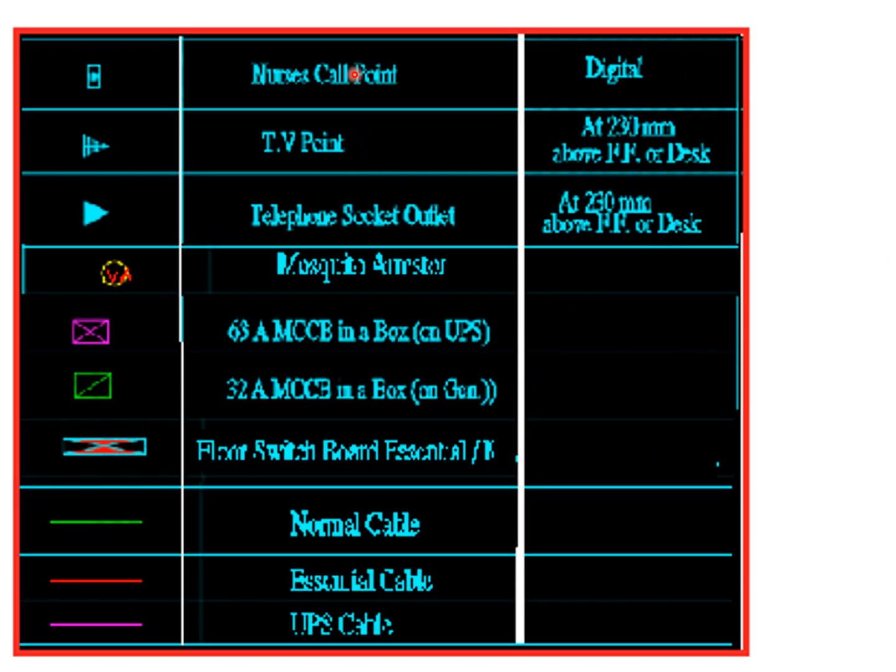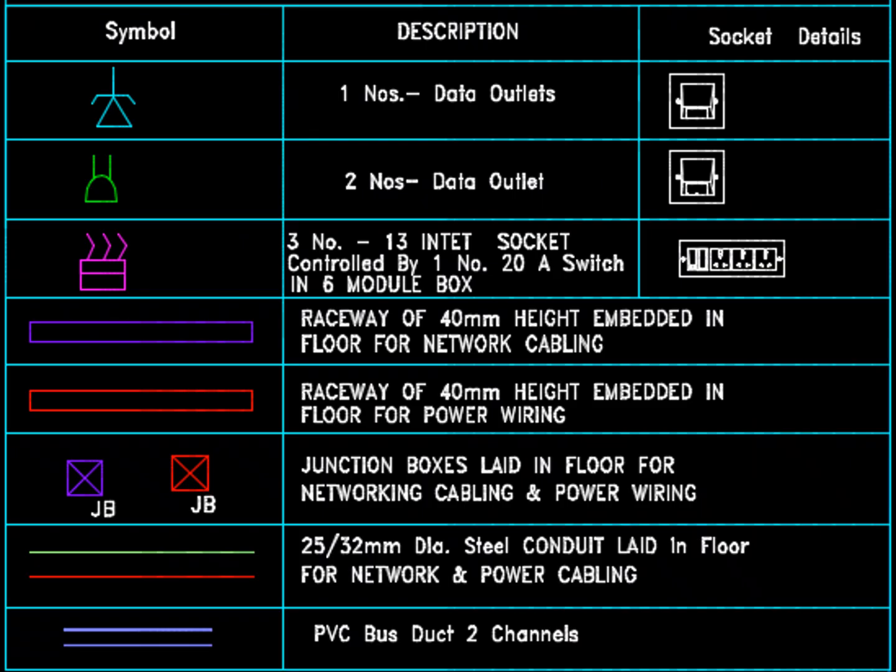Friends, some of the symbols are repeated here, and the only new thing in this slide is the cables. We use green for normal cable, we use red to indicate essential cable, and we use magenta for UPS fed cable.